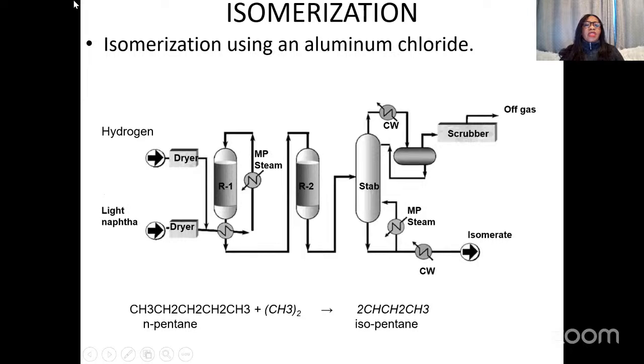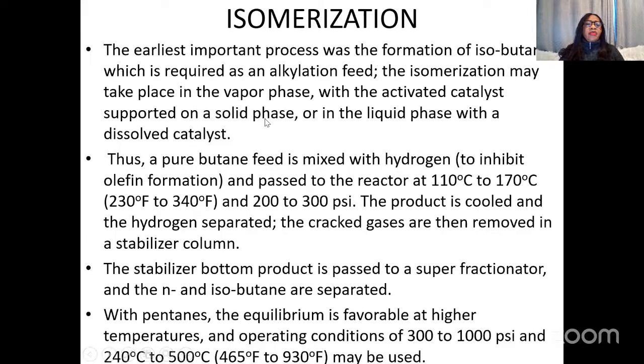So this is a schematic representation of isomerization using aluminum chloride. I don't think I want to spend time on this. You will look at this later. Okay.